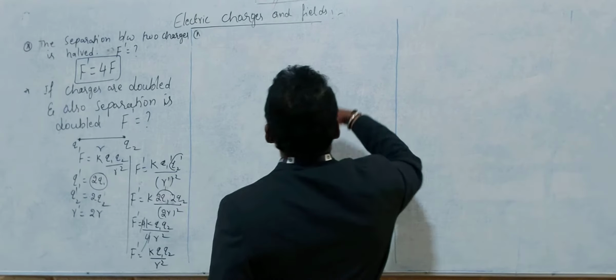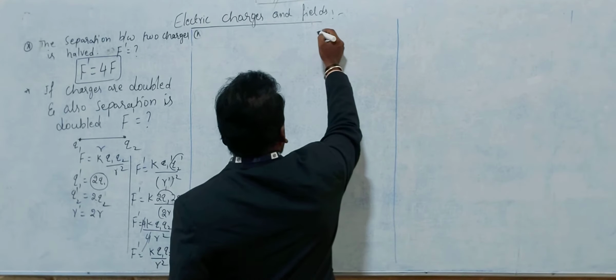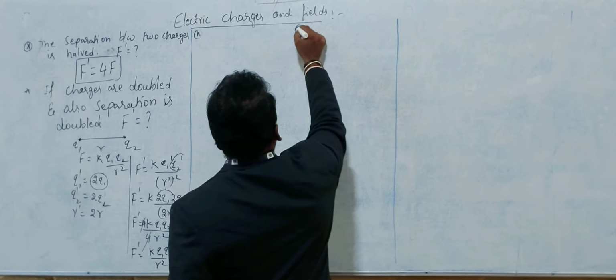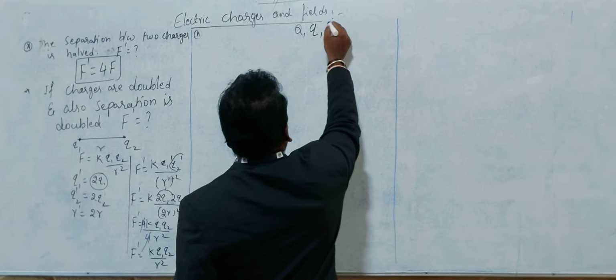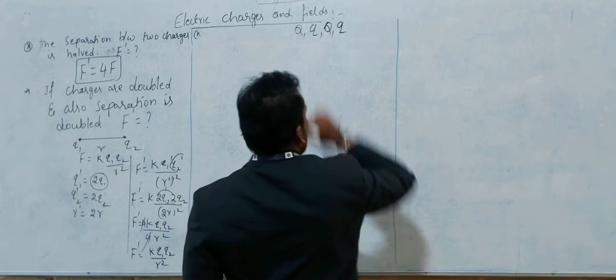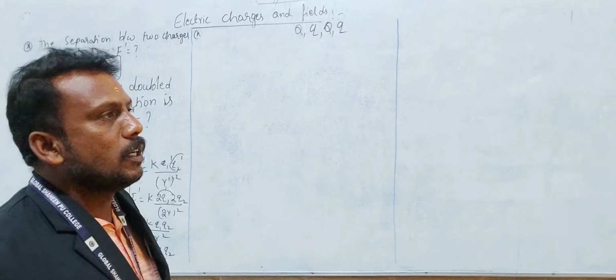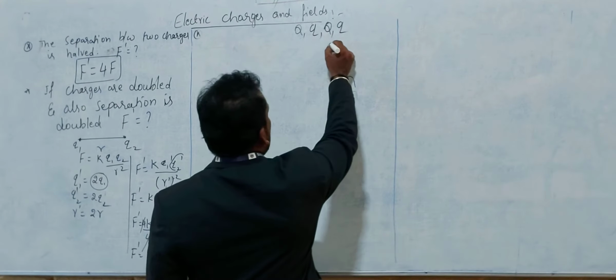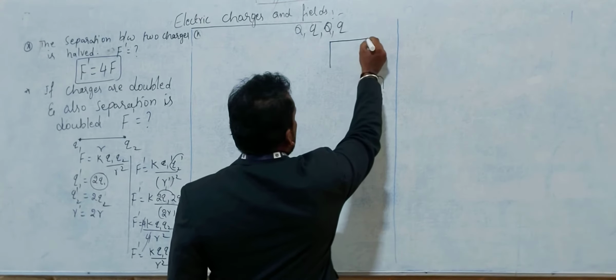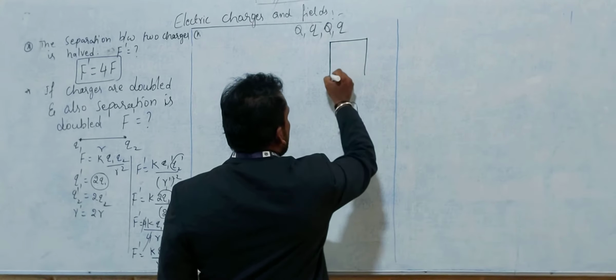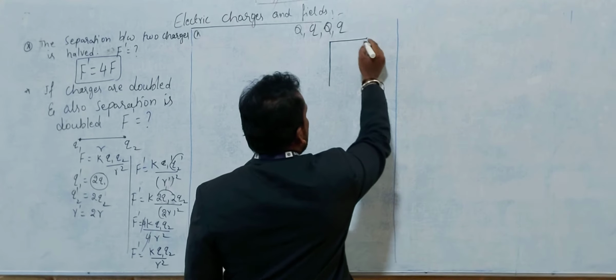Next application is, consider 4 charges, capital Q, small q, capital Q, small q, placed at the 4 vertices of the square.